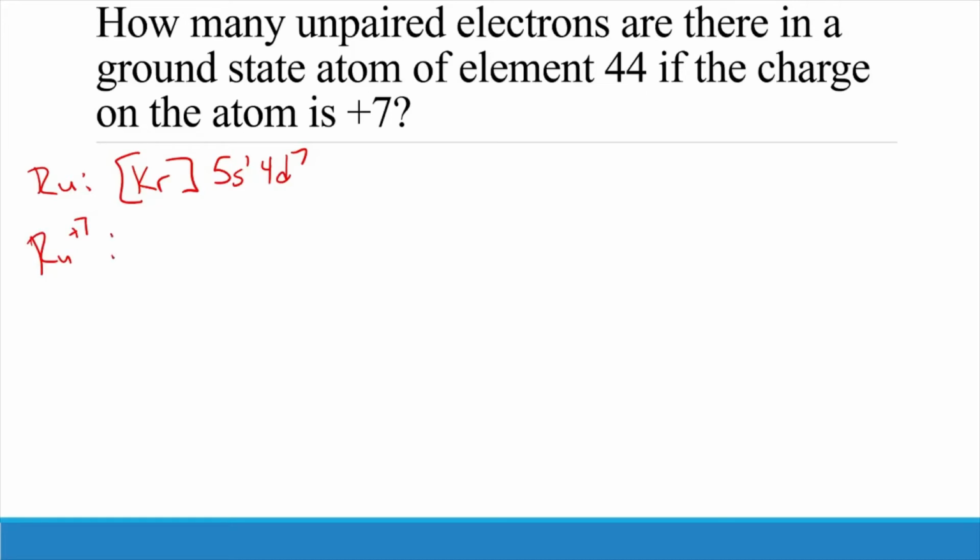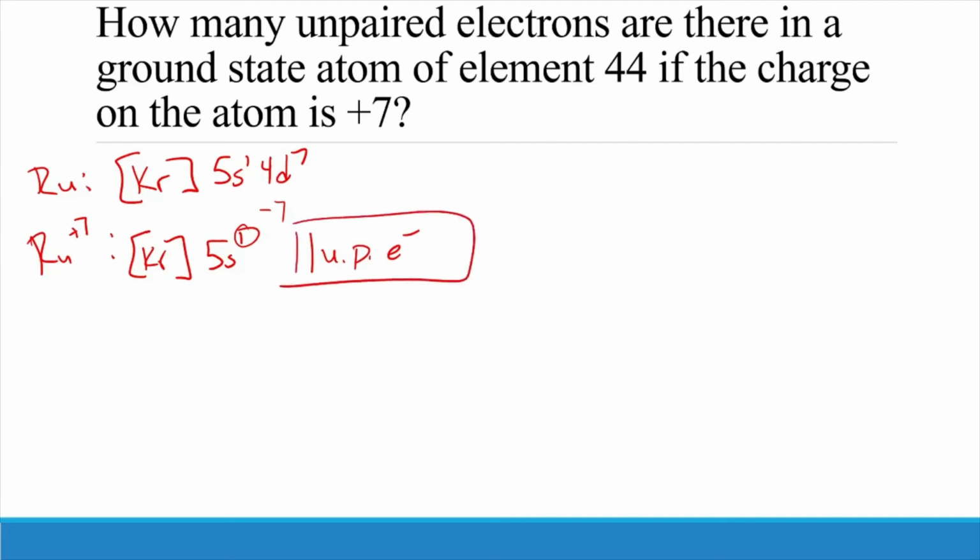So if it's plus 7, that means we're getting rid of 7 electrons in the outermost shell, which would be the 4d, and that's all of them. So that means it's going to go away, and we're going to be left with Kr 5s1. And so then that tells us there's 1 electron in this outermost shell now. So that's 1 unpaired electron. Make this a little more clear.